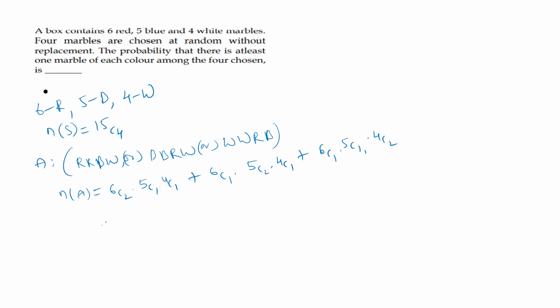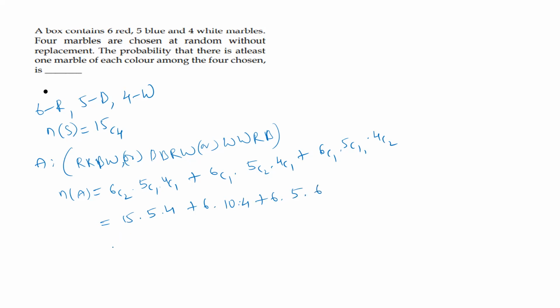If we simplify this value, what will we get? 6 into 5 by 2, that is 15. 5C1, 5, 4. 6C1, 6. 5C2 is nothing but 10. Plus 5 into 4 by 2 into 1, 10 into 4. 6C1, 6. 5C1, 5. 4C2 means 6 only.